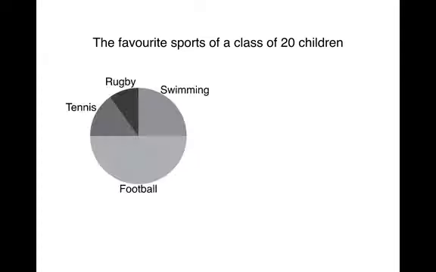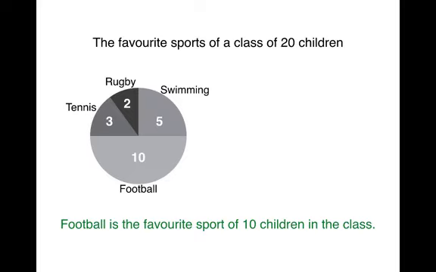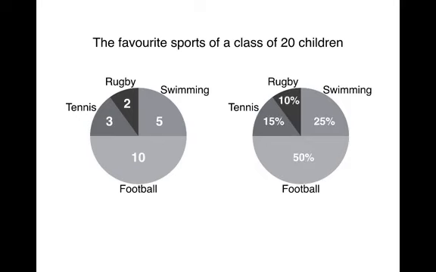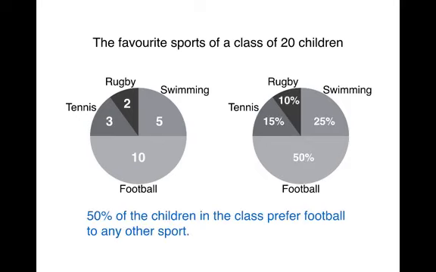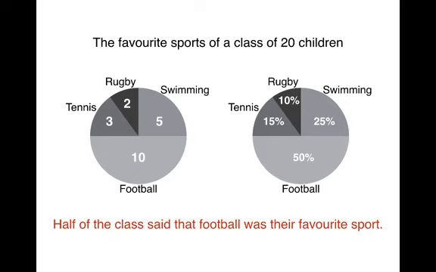Here's the pie chart. We see 4 sports: tennis, rugby, swimming and football, and the chart could show numbers of children like this. And we could write sentences like this one: football is the favourite sport of 10 children in the class. Instead of numbers, the pie chart could show percentages like this. And then we could write 50% of the children in the class prefer football to any other sport, or half of the class said that football was their favourite sport.